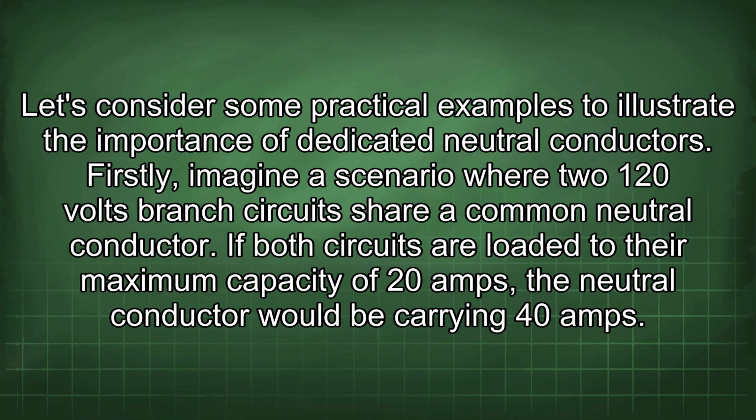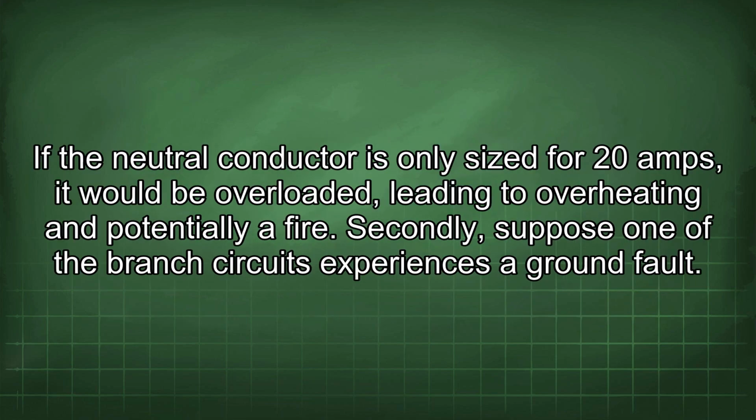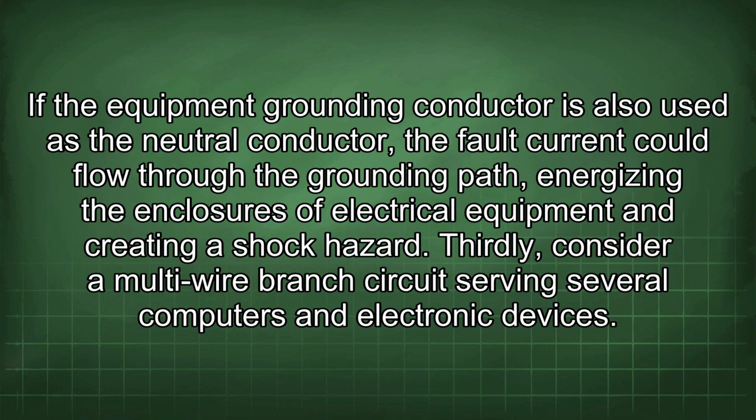Firstly, imagine a scenario where two 120 volt branch circuits share a common neutral conductor. If both circuits are loaded to a maximum capacity of 20 amps, the neutral conductor would be carrying 40 amps. If the neutral conductor is only sized for 20 amps, it would be overloaded, leading to overheating and potentially a fire. Secondly, suppose one of the branch circuits experiences a ground fault. If the equipment grounding conductor is also used as the neutral conductor, the fault current could flow through the grounding path, energizing the enclosures of electrical equipment and creating a shock hazard.